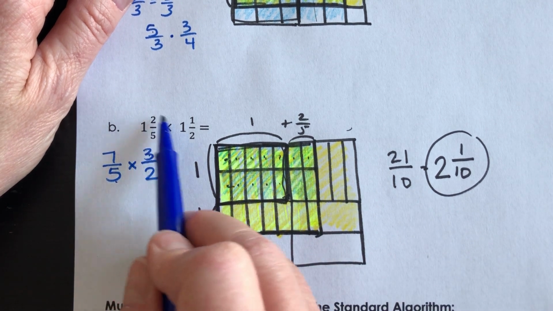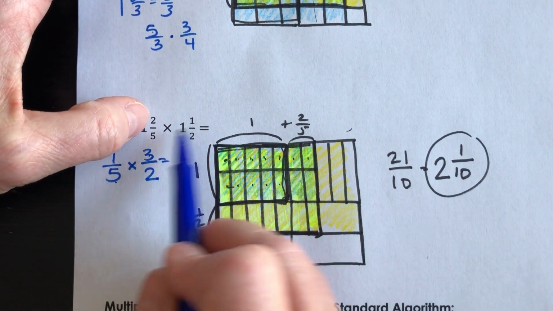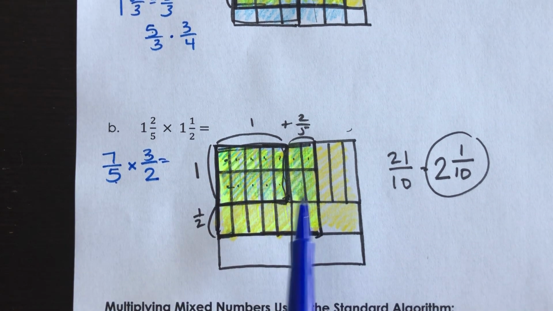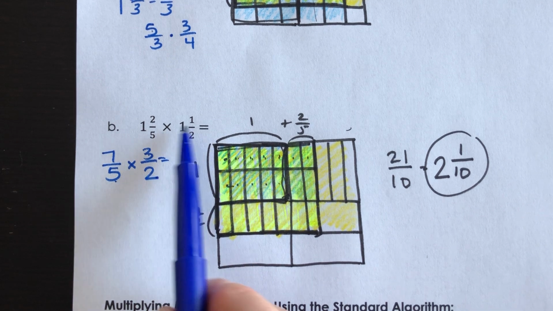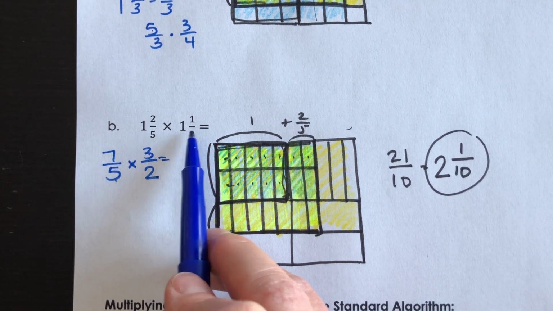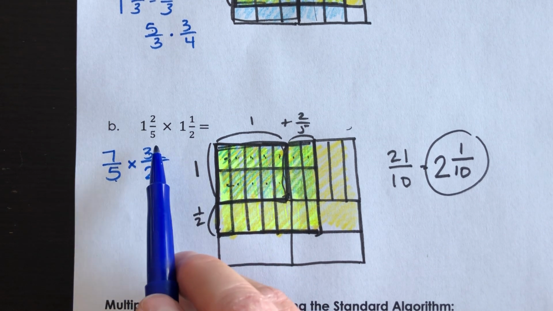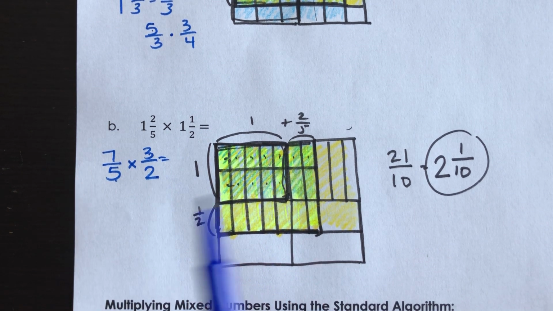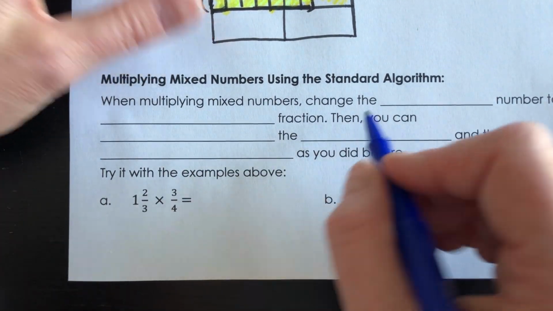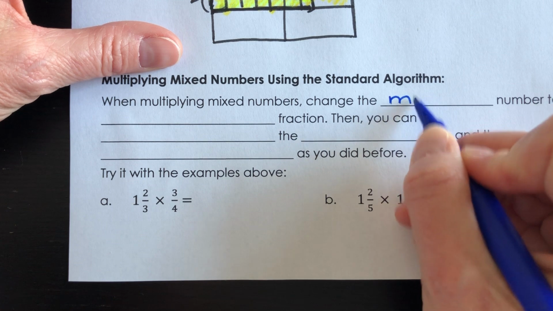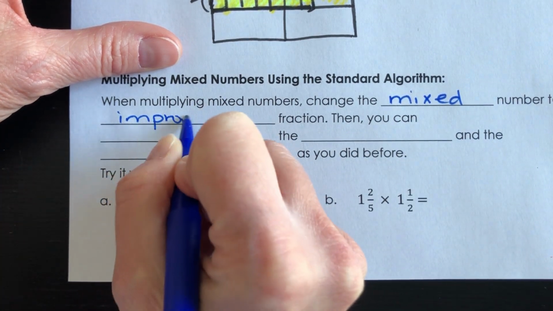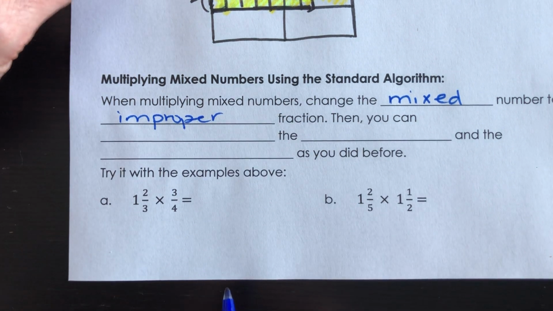We can't just say 1 times 1 is 1, and 2/5 times 1/2 is 2/10, which is 1/5, and 1 1/5. This area model shows you can't just multiply these digits like that. This actually means 1 plus 2/5 times 1 plus 1/2. So change them to improper fractions and then use your same rules. And that's what we're going to fill out down here. When multiplying mixed numbers, change the mixed number to an improper fraction. That's why we've been doing that in our bell work all week.